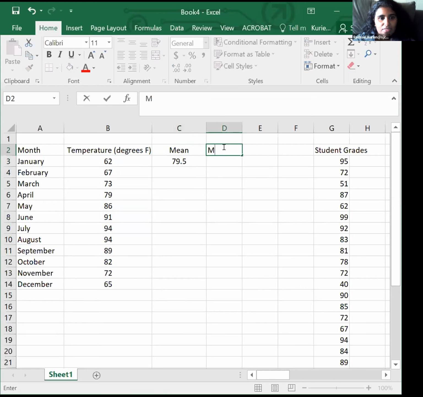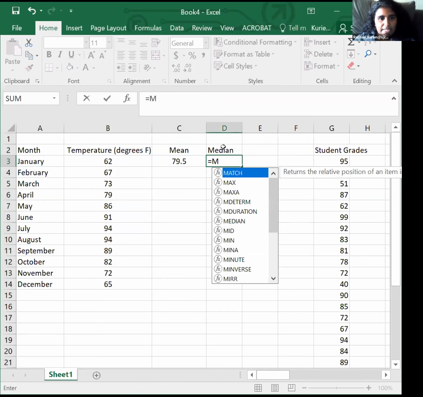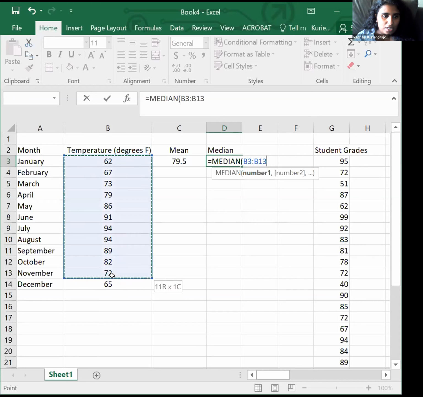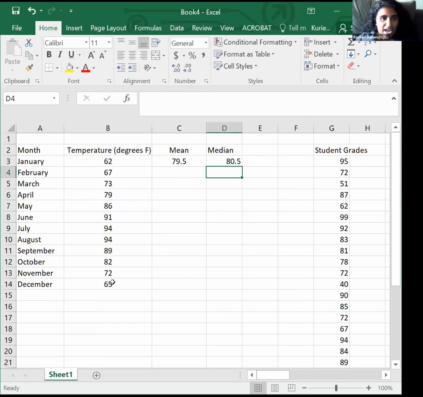Now let's find the median. You're gonna hit equals and then type in median, and look, it pops up for you. Same thing, you click on it and you can either drag it down or use your shift key. Close parentheses, and voila, we got the median.